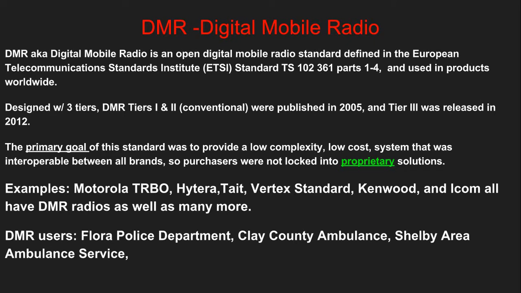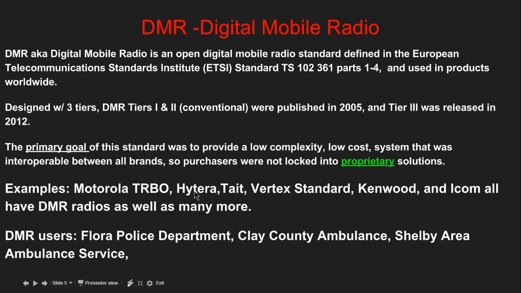DMR Tiers 1 and 2 are conventional, and first were released in 2005, while Tier 3 was released in 2012, which allows for trunking. The primary goal of DMR was to provide a low complexity, low cost system that was interoperable between all brands, so purchasers were not locked into proprietary solutions. The reason I underline proprietary solutions on this slide is that it did not work. Many of the vendors actually started producing their own radios, which were not compatible with others.